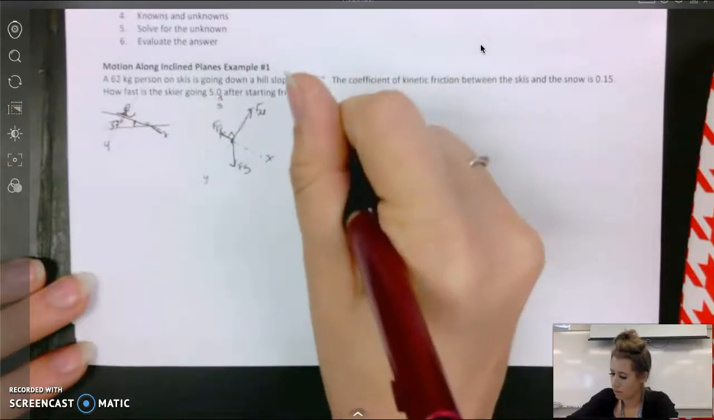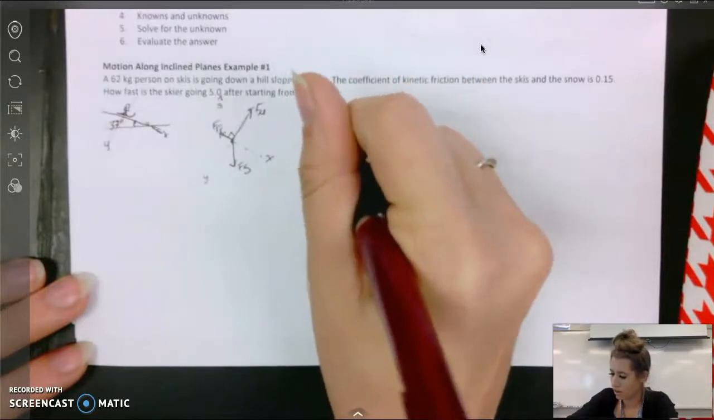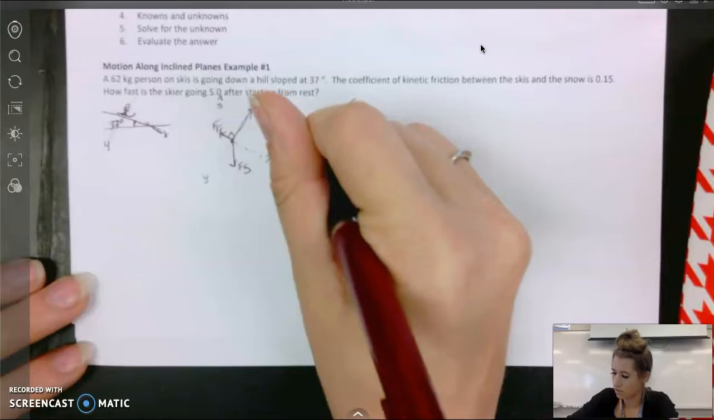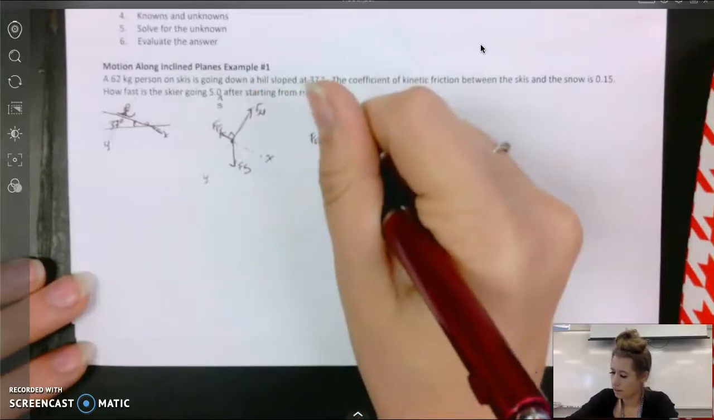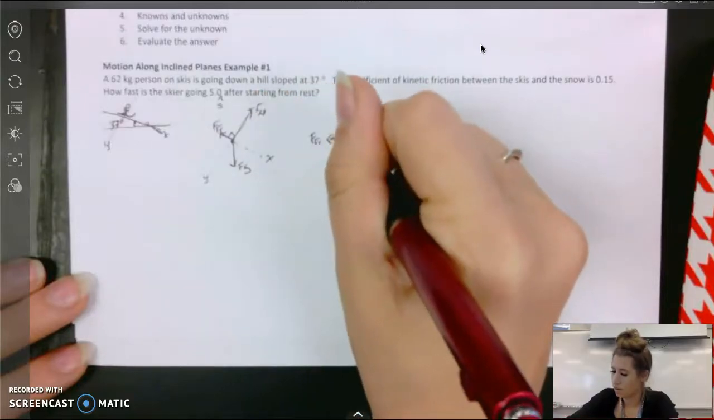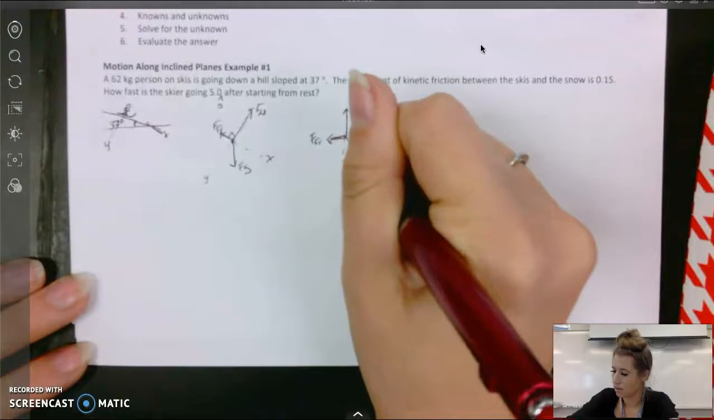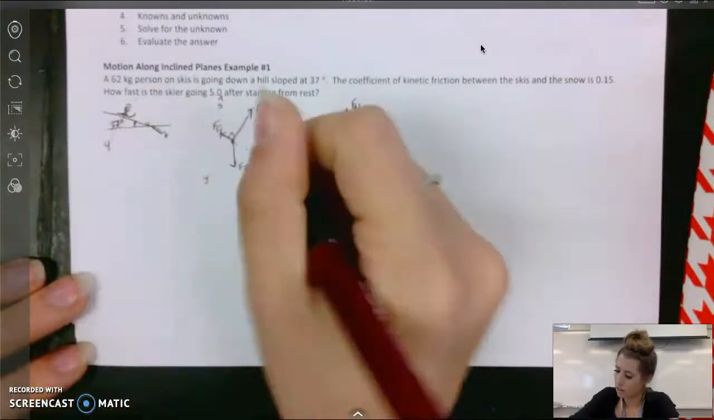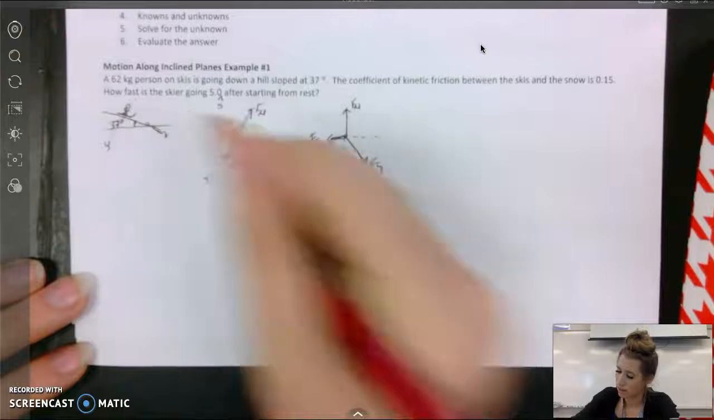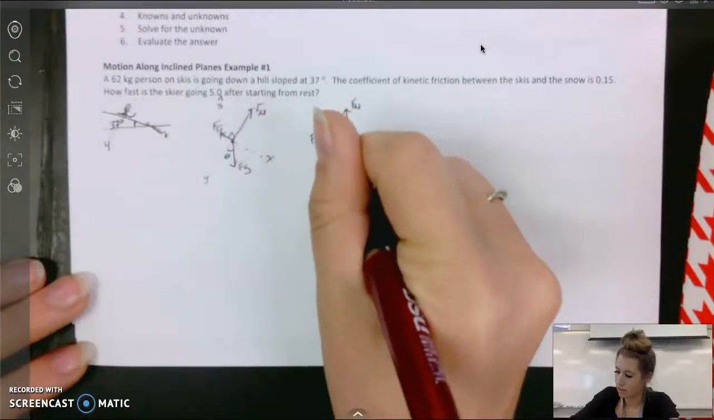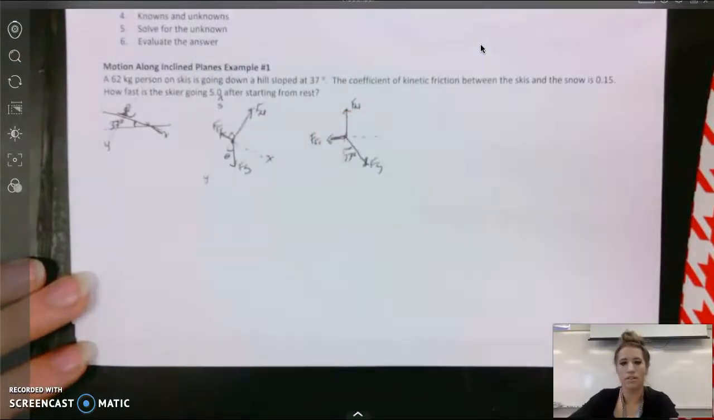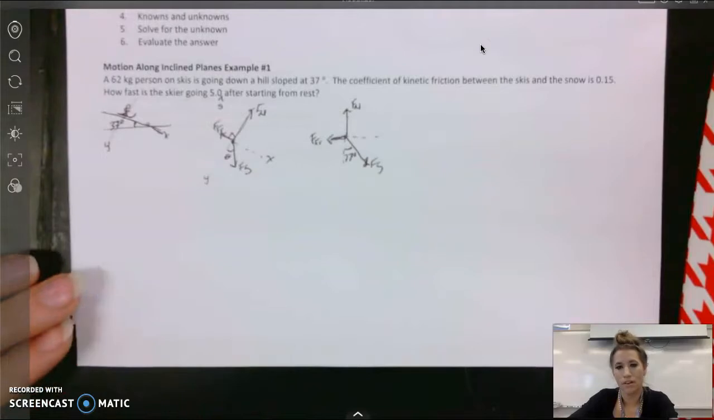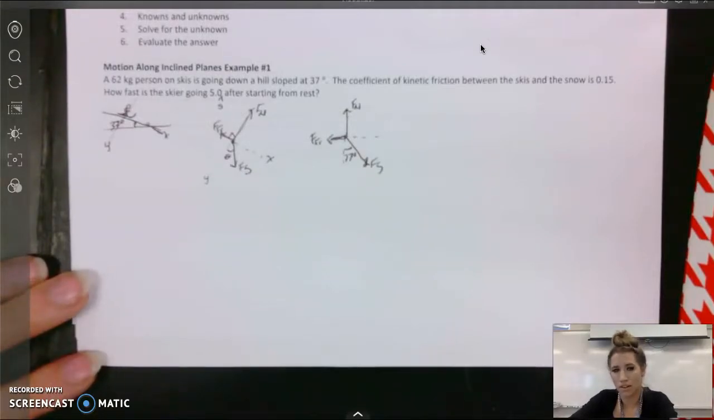I would say that my friction is in the negative x-axis, and that gravity is here. Okay? Force due to gravity. And remember, this angle is the same as that angle. So this angle right here, that's our 37 degrees. Okay, perfect. Now, we want to know what the acceleration is in the x direction, right?